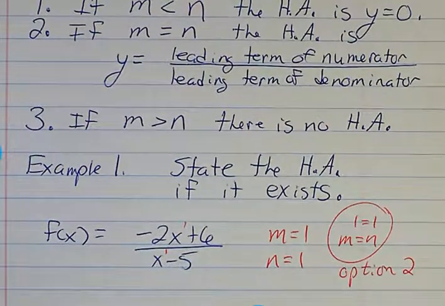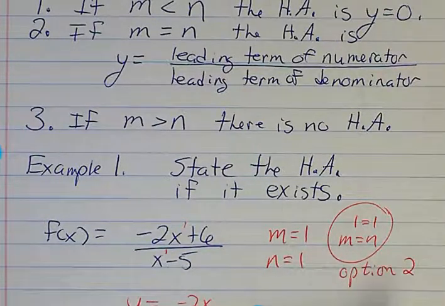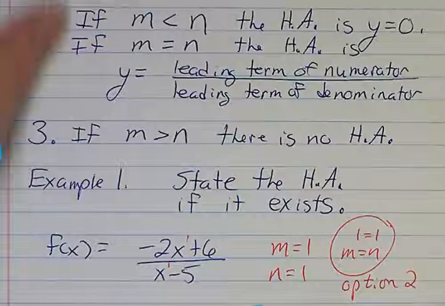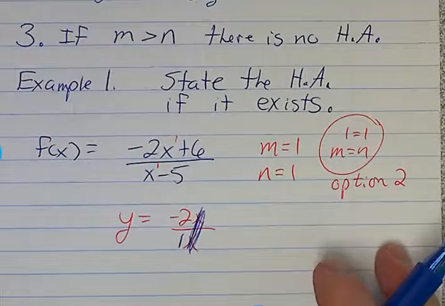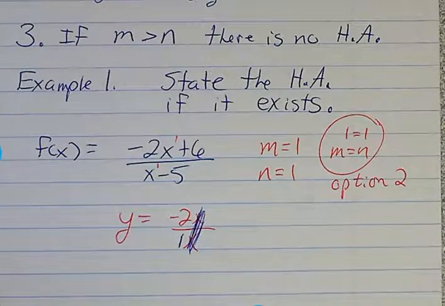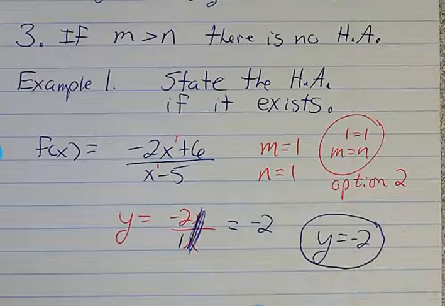So if the two powers are the same, that means we're going to have to do option 2, right? So now we're going to take the leading term that's here, which is the negative 2x, and put that over x. And when you do that every single time, those x's will always cancel each other out. So you're just going to take the first two terms you have, take out the x's, it's negative 2 over 1. That's just negative 2. So you would have a horizontal asymptote at y equals negative 2.